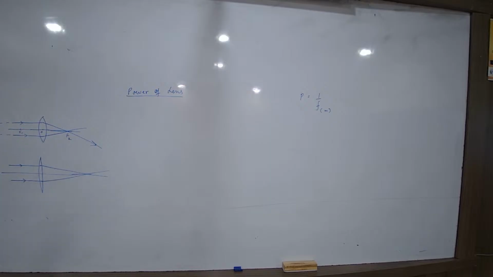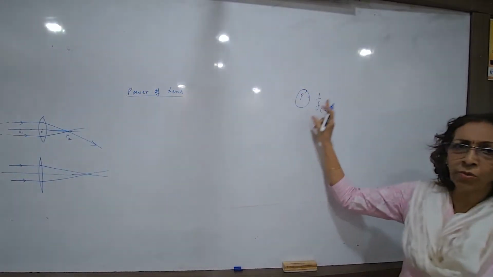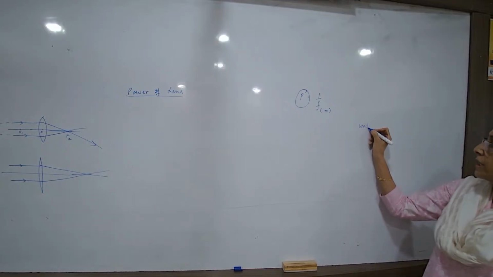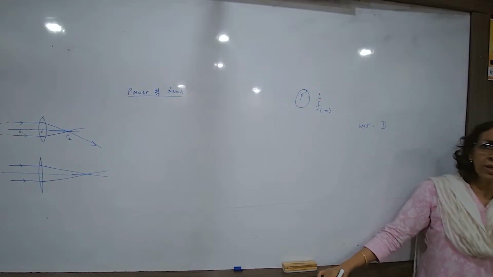So when I'm writing, focal length has to be in meters. Remember that you have to convert this into meters. Is that okay? Did you all understand? So this power that we are talking about, we are calculating P is equal to 1 upon F, which is in meters, the unit here we are going to write as diopter. Capital D is your diopters.